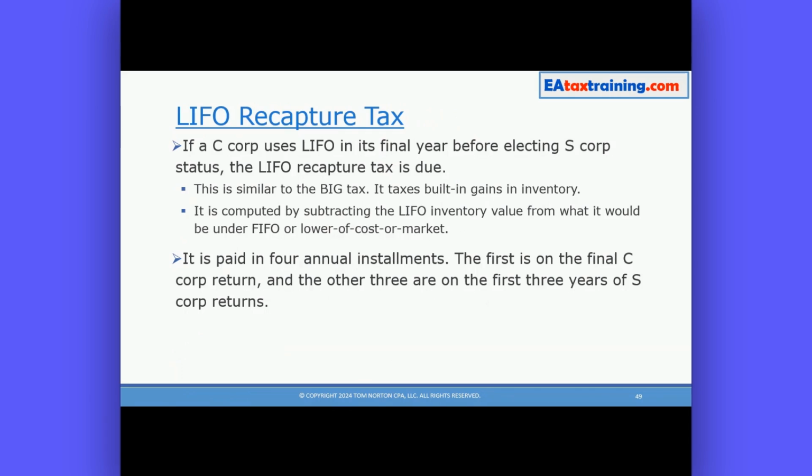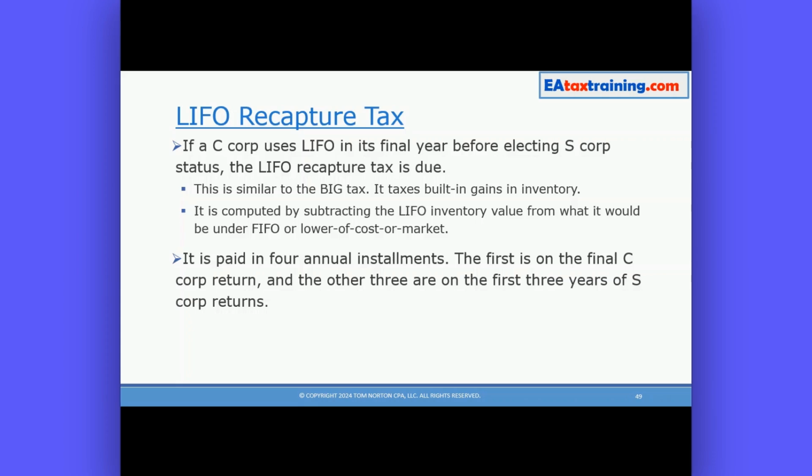With LIFO, your last items in are considered the first items sold. So the items that are left in inventory are the oldest items. So they were the ones that were purchased at the lowest cost. So your ending inventory value is the lowest of all the different types of inventory valuation methods. So what this LIFO recapture tax is doing is saying we're not going to let you not pay your corporate tax on the gain that is built in because you chose LIFO instead of FIFO or the average cost method.